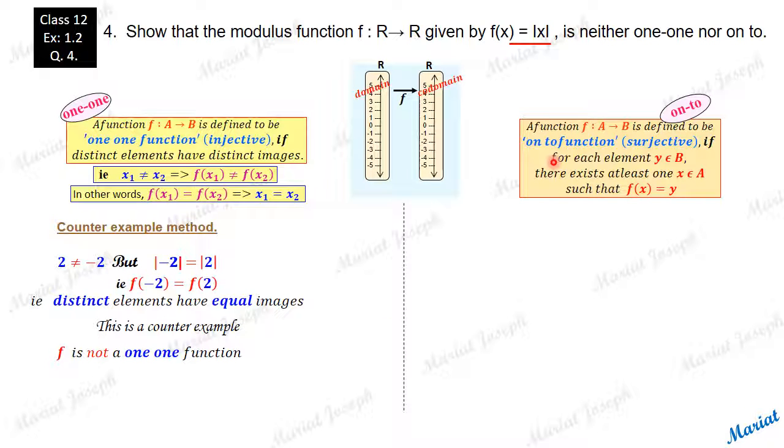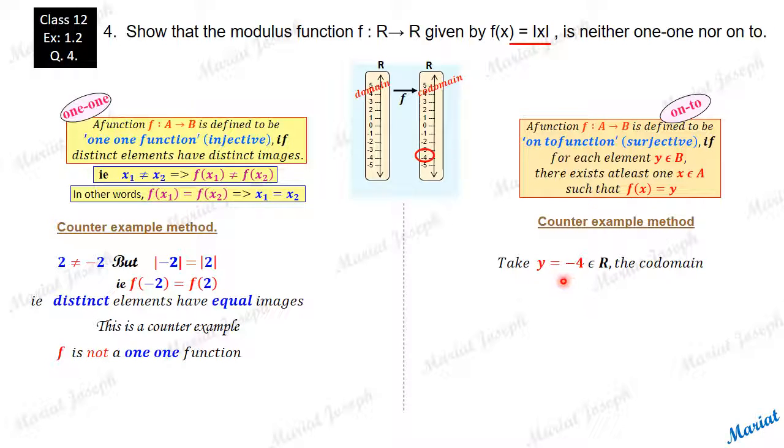Now let's see whether it is an onto function. A function f defined from set A to set B is called onto function or surjective function if for each element taken in set B, the codomain, there should exist at least one x in the domain such that the image of that x is the y that we have taken. Let's go by a numerical example here also. I'm taking y from the codomain as minus 4.